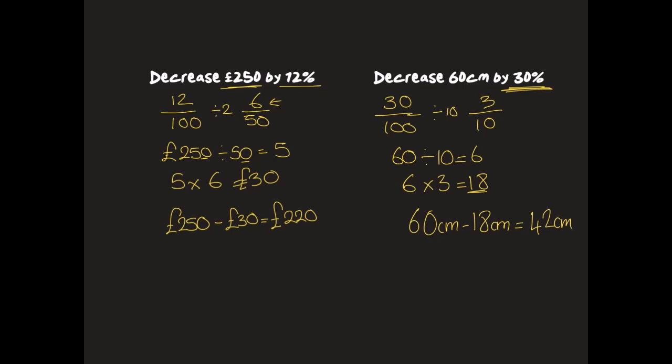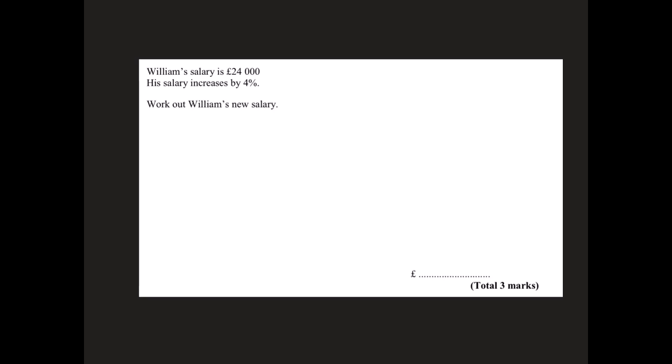Let's take a look now at a couple of exam questions. So this first one here says, William's salary is £24,000. His salary increases by 4%. Work out William's new salary. So this, first of all, keyword here is increase. That means our final step is going to be adding.